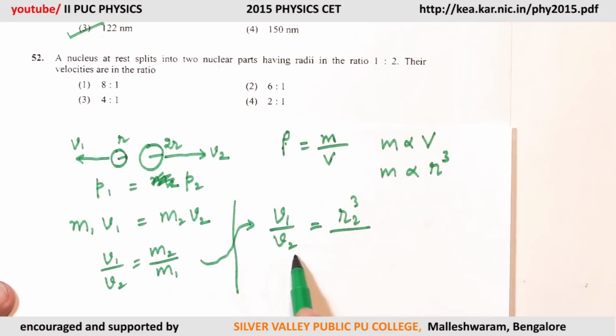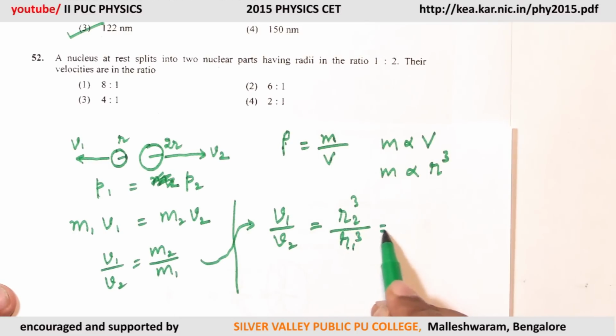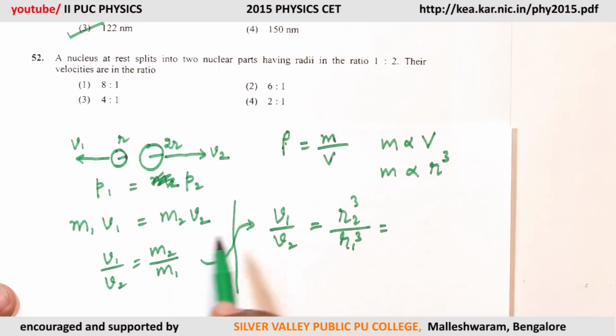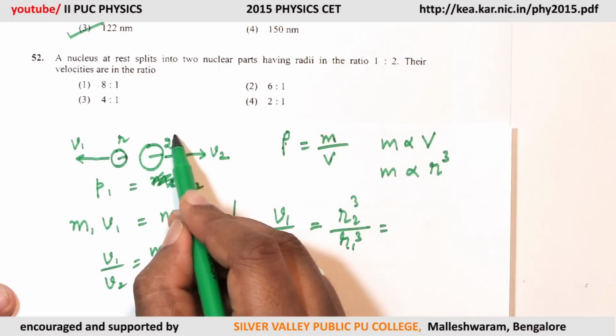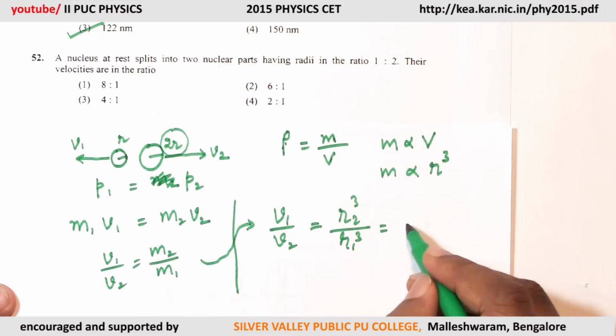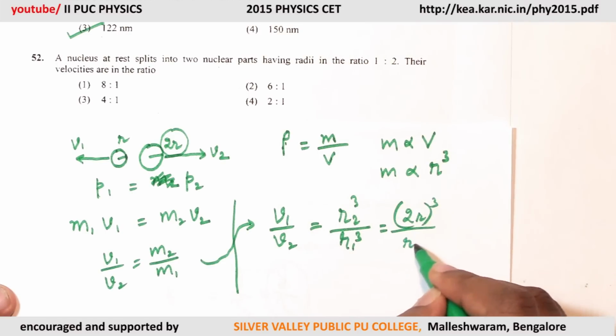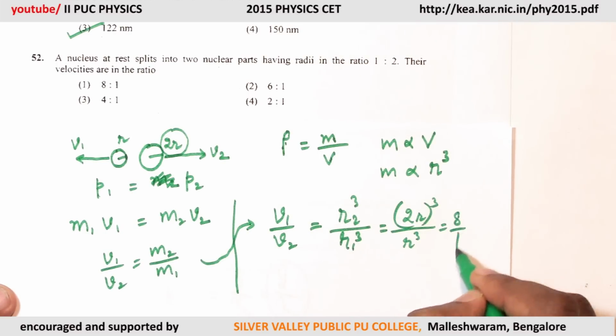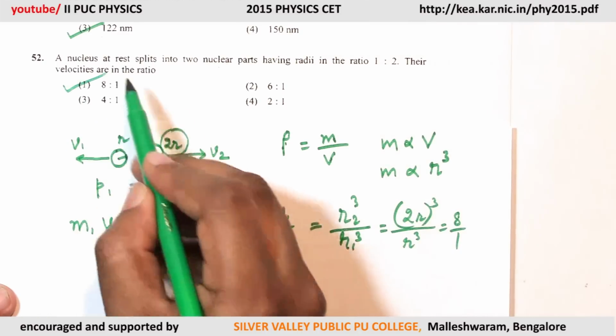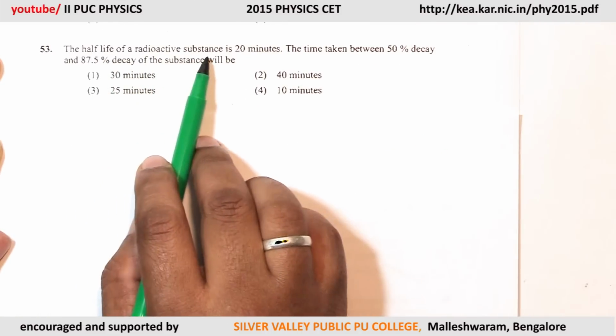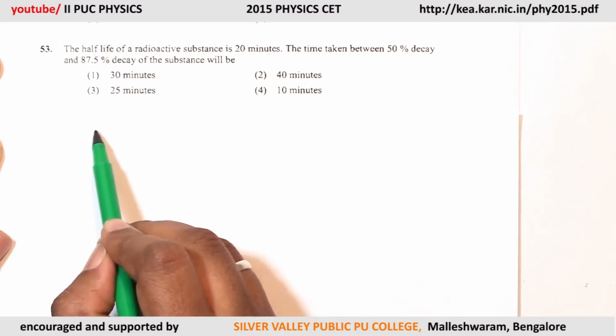v1 by v2 is proportional to m1, m1 is R1 cube, and R2 is 2R. So 2R cube by R cube, 8:1. 8:1.